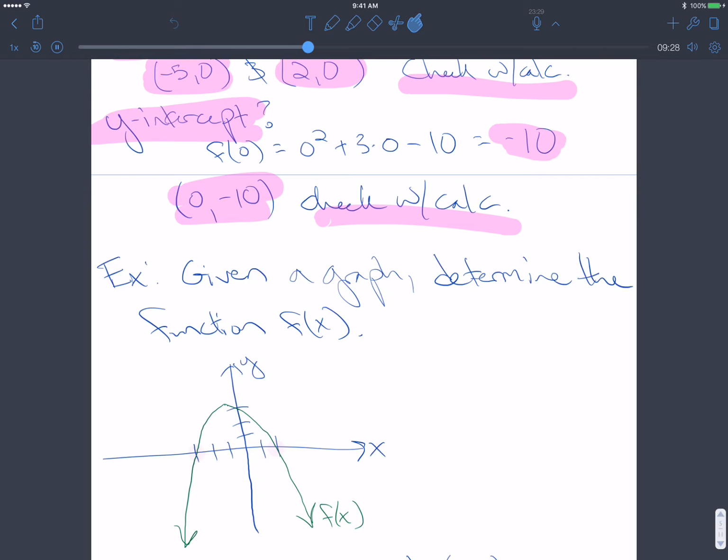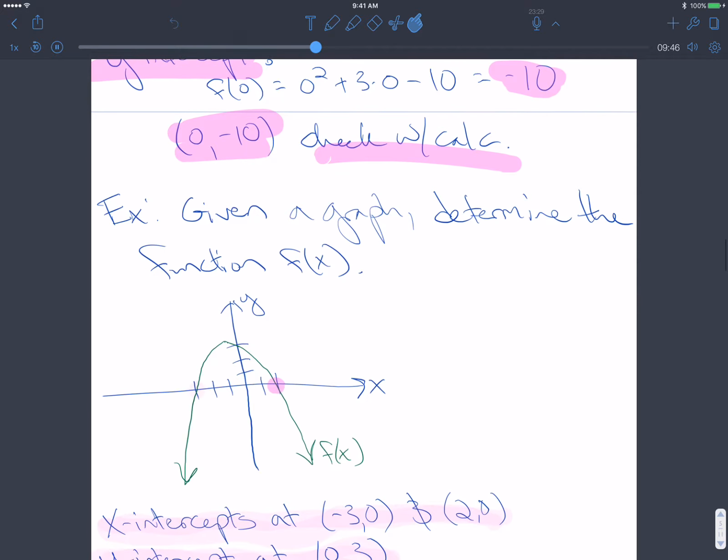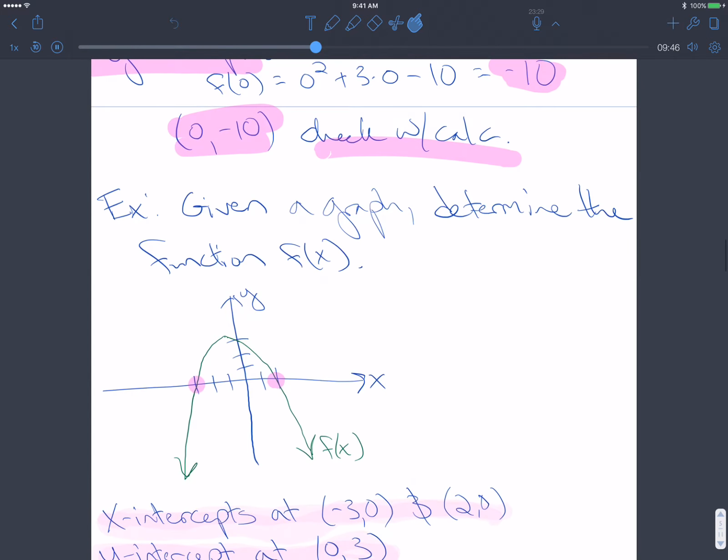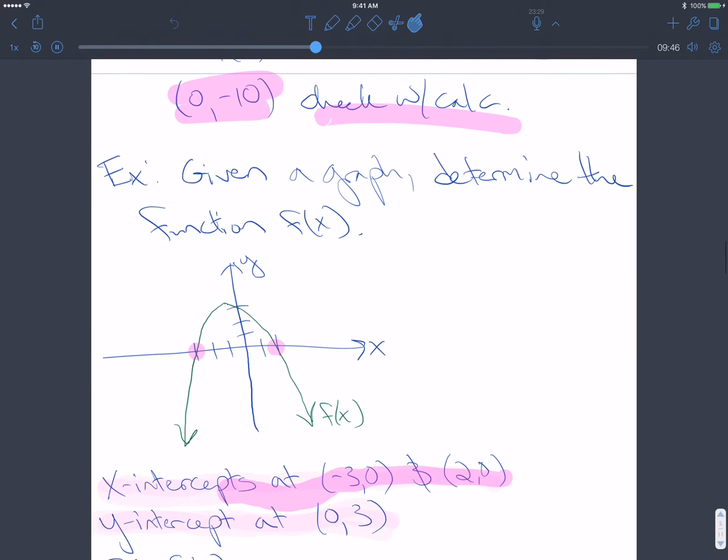We did this a little bit before, but now you have the context of factors corresponding with x-intercepts that allows you to do a little bit more with this. So this graph of the green curve here, that's my f of x. And from that, I'm trying to determine what the function is. So I'm going to use my x-intercepts, which are negative 3 and positive 2, in order to start to construct this.